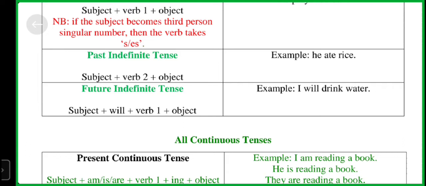So now, how will you make the past indefinite tense? Subject plus verb 2 plus object. I ate rice. Look, there is an example: he ate rice.